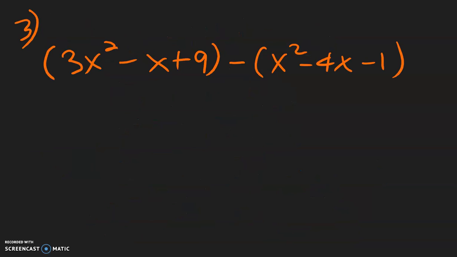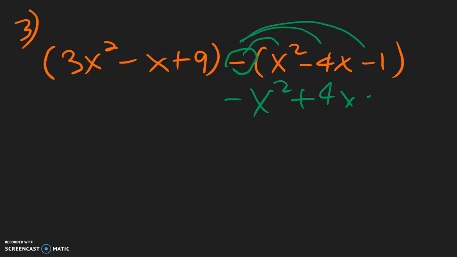For number 3, we have this negative in front of the parentheses, so we need to distribute by changing the sign of everything inside. This positive x squared becomes a negative x squared. This negative 4x becomes a positive 4x. And then finally this negative 1 becomes a positive 1. So all that happened with the parentheses is everything changes signs. Positive becomes negative, negative becomes positive. So cross this out so I don't accidentally look at this again.